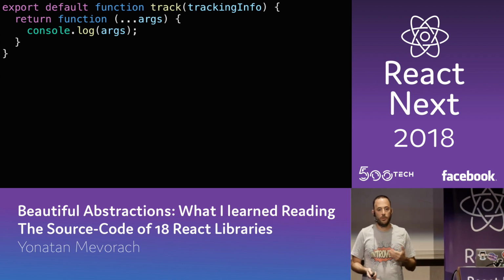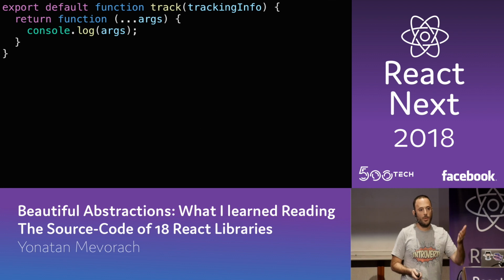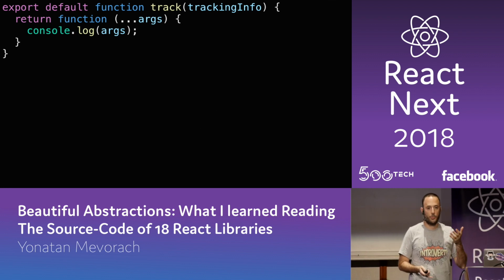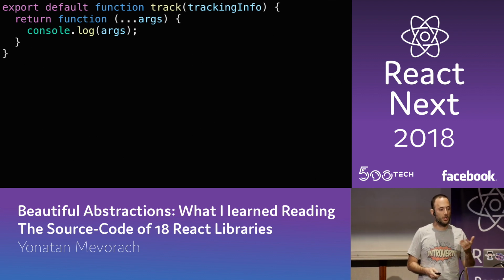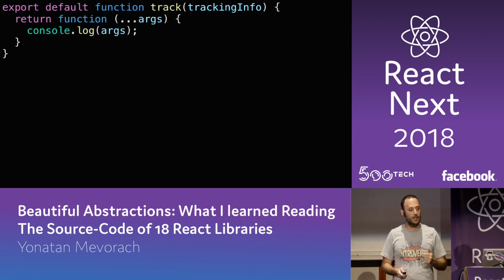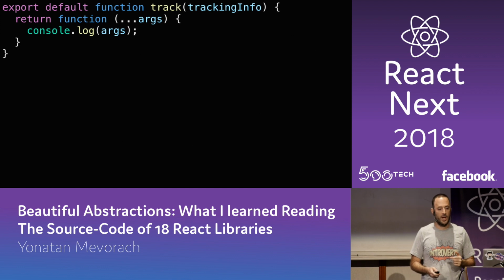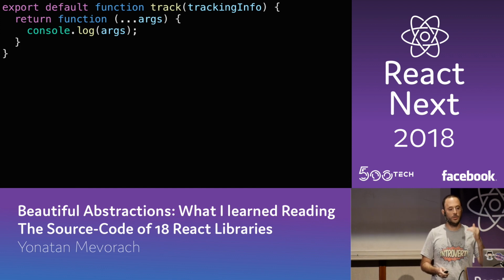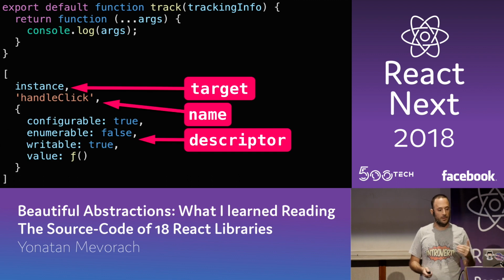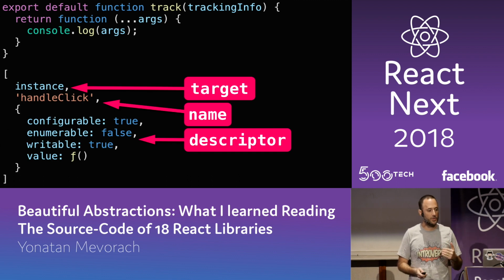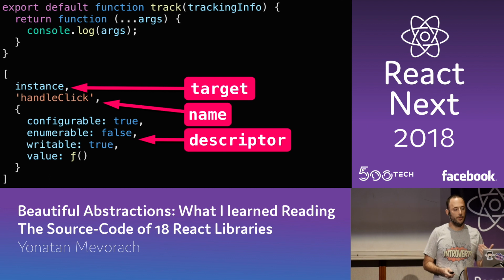So let's do what we normally do when we need to pass in a callback to some library and we're not even sure what the rules are or what it's going to be called with. We're just going to console log what we get. Assuming that we take the handle click method that we have on our class component from before and we decorate it with this decorator, let's see what we get. What we'll get is exactly those three parameters we saw before, right? The instance, the name of the method as a string, and that descriptor object.